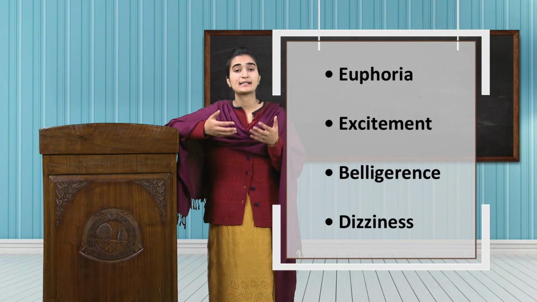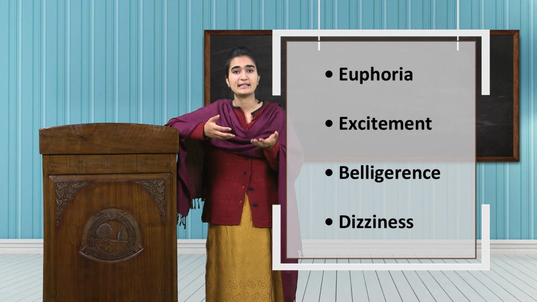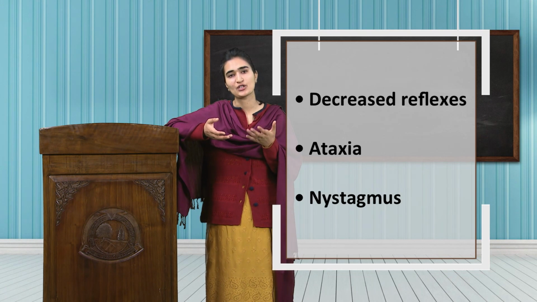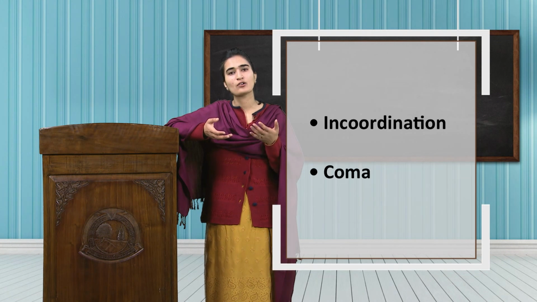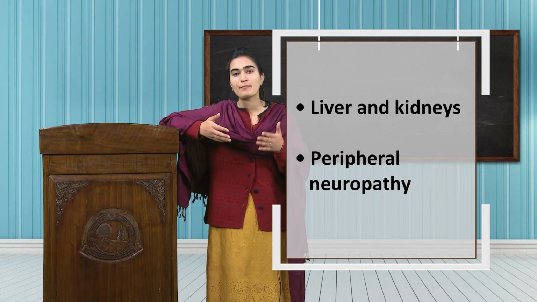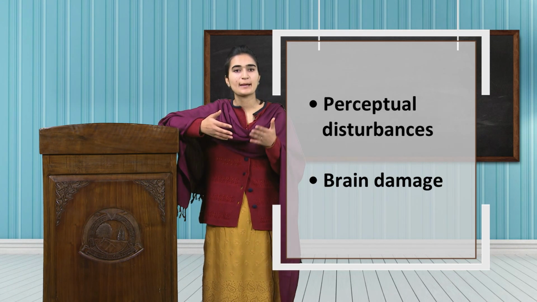Inhalation of volatile solvent leads to euphoria, excitement, belligerence, dizziness, slurring of speech, apathy, impaired judgment, and neurological signs such as decreased reflexes, ataxia, nystagmus, incoordination, and coma. Death can occur due to respiratory depression. The complications include irreversible damage to liver and kidneys, peripheral neuropathy, perceptual disturbances, and brain damage.